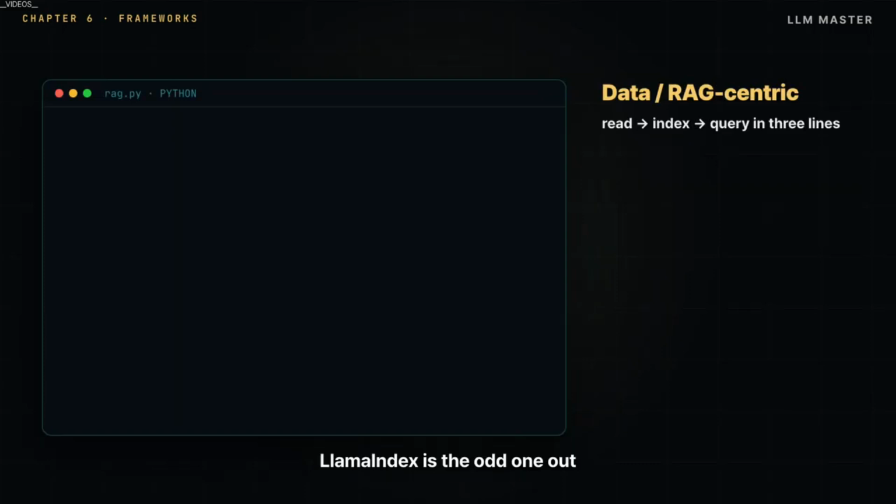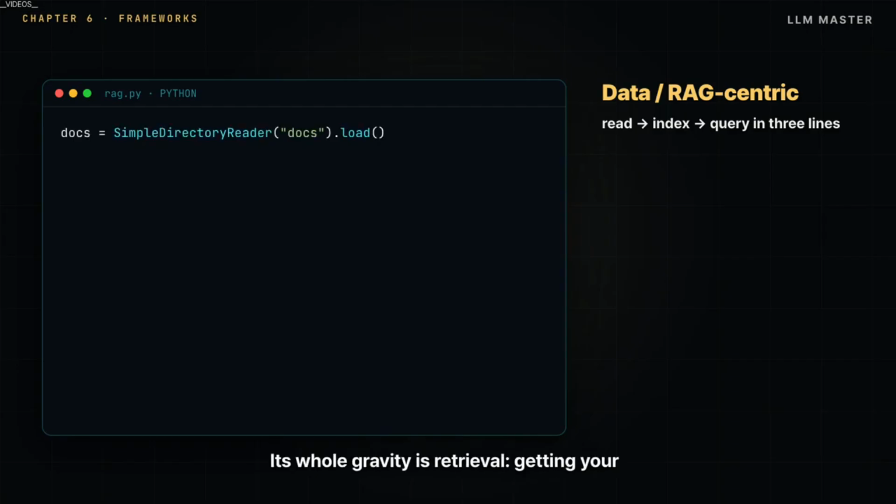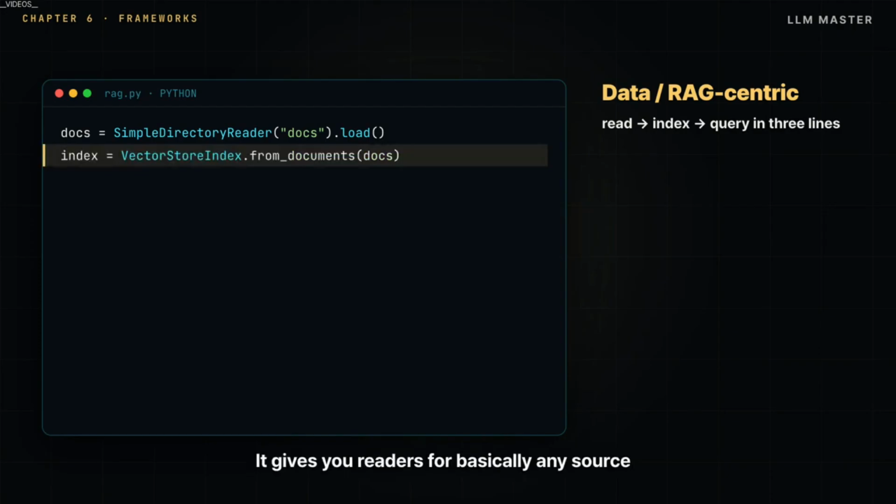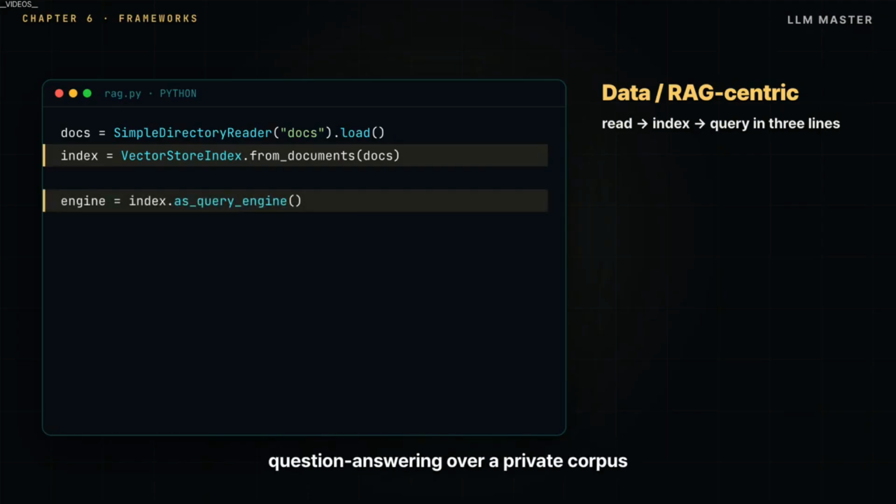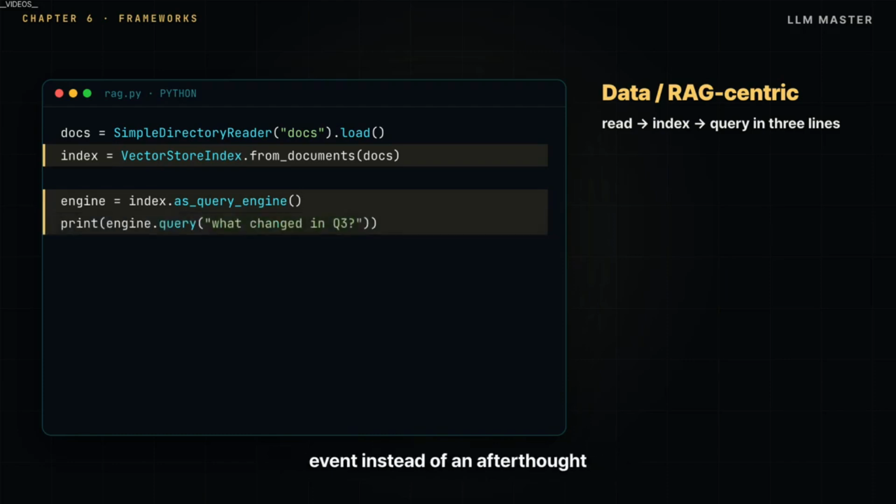LlamaIndex is the odd one out, and on purpose. It isn't really an agent framework, it's a data framework. Its whole gravity is retrieval, getting your documents into a model's context well. It gives you readers for basically any source, a pipeline that chunks and embeds and stores, index structures over the result, and query engines that retrieve the right passages and synthesize an answer. If your problem is search and question answering over a private corpus, support docs, contracts, a wiki, this is the tool that treats that as the main event instead of an afterthought.